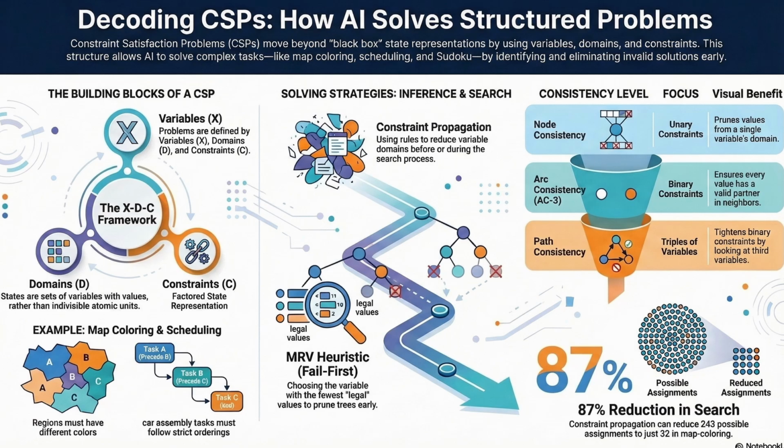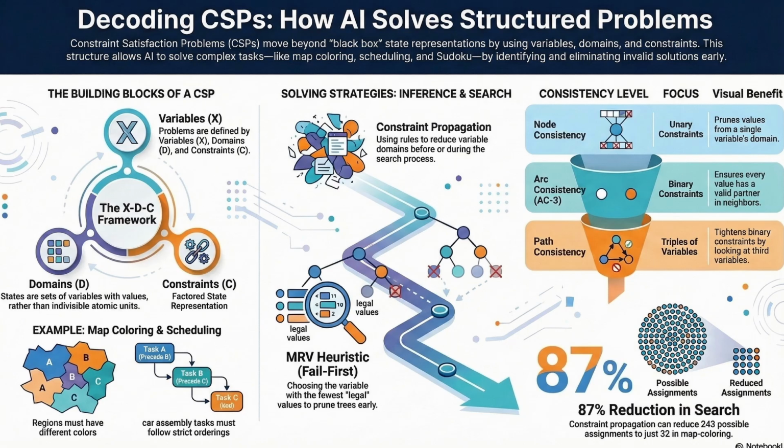The source material mentions the map coloring with only 2 colors as an example of this failure. Right. Imagine trying to color Australia with only red and blue. We know it's impossible because WA, NT, and SA all touch each other in a triangle. You need 3 colors for a triangle. It's the Three's Company problem. But arc consistency only looks at pairs. It only looks at 2 at a time.